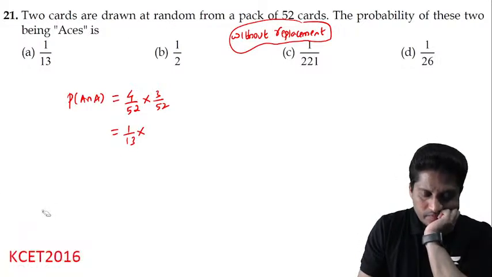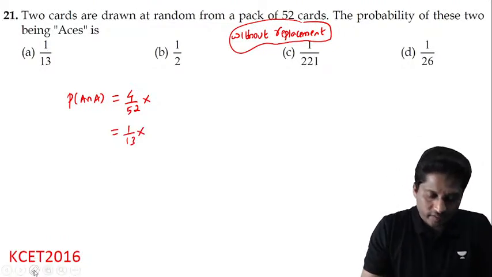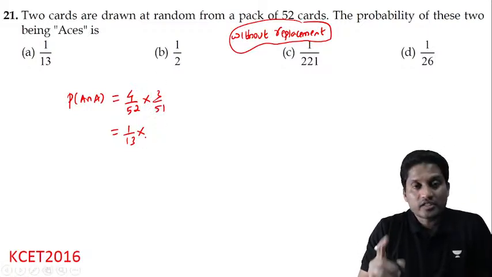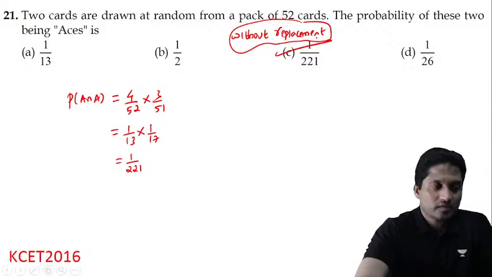Without replacement means probability of drawing first ace is 4 by 52, right? Probability of drawing second ace is 3 by 51 because one ace is already drawn in the first draw, which is 1 by 17. So 1 divided by 221. Answer is option C. Right? Let's move to the next question.